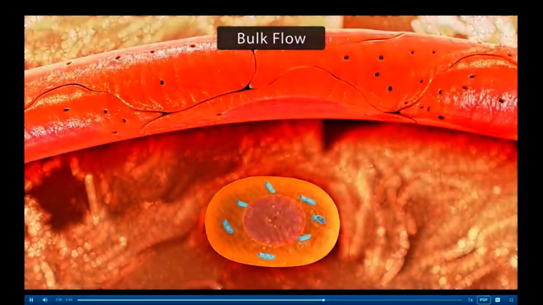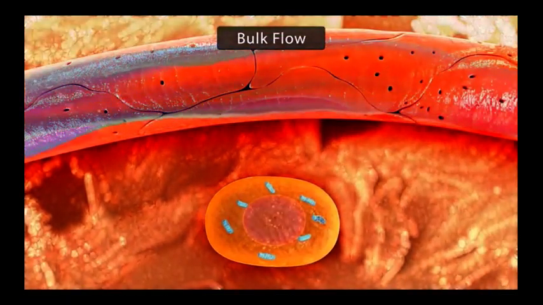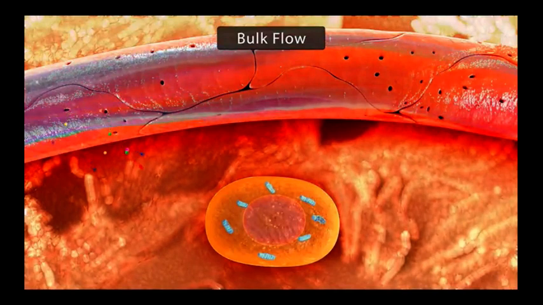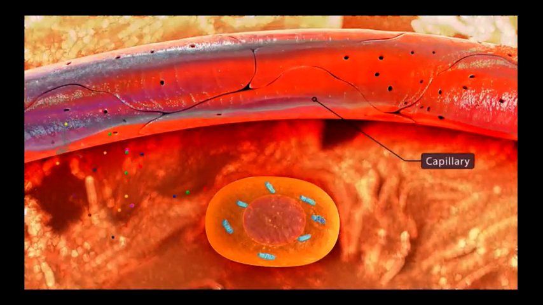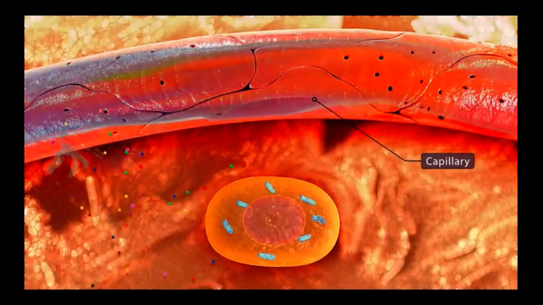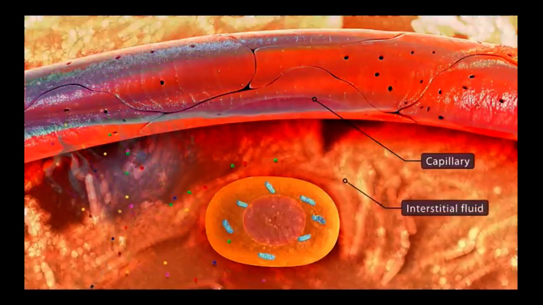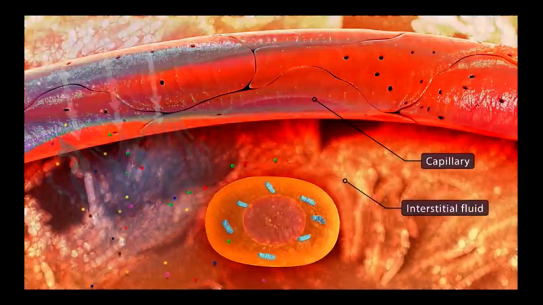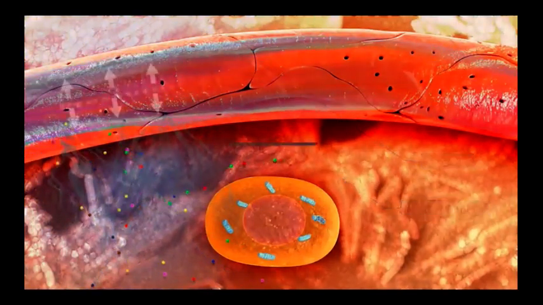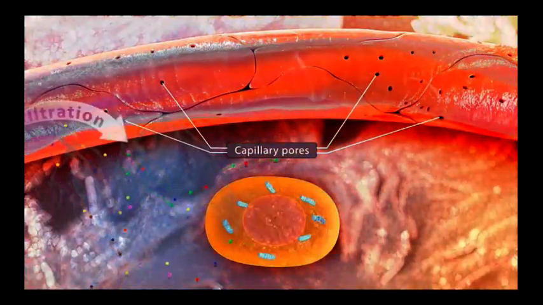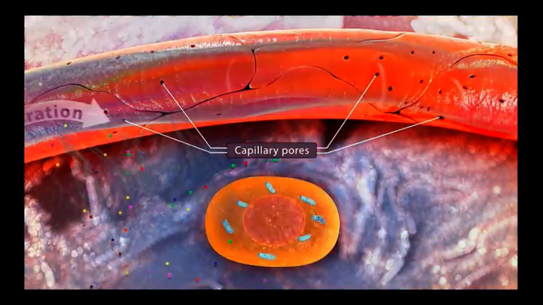Bulk flow is a method by which fluid containing small molecules or ions can be transported through the capillary wall. Bulk flow is important in maintaining the volume of interstitial fluid. The outward blood pressure-driven movement of fluid and substances small enough to pass through capillary pores is known as filtration.